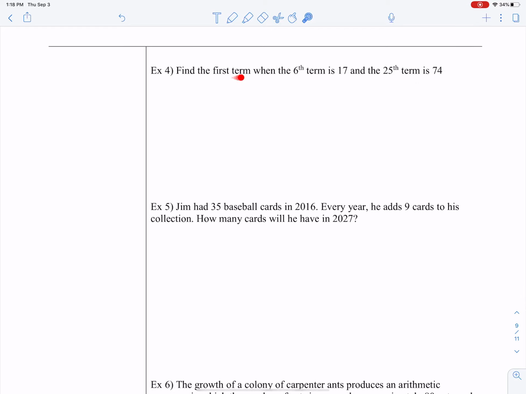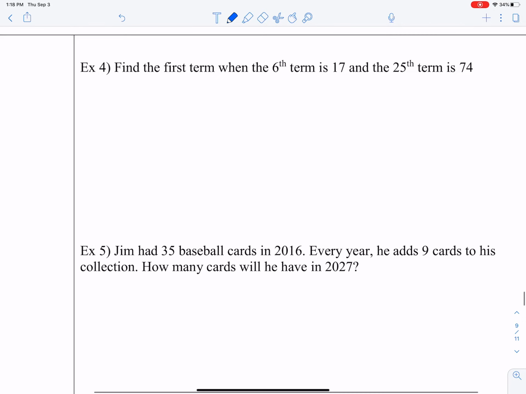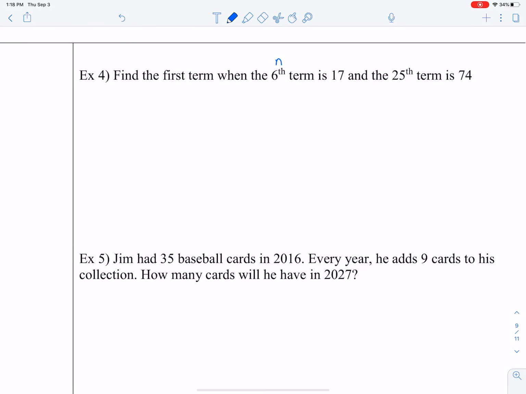This says find the first term when the 6th term is 17 and the 25th term is 74. Okay, so anytime we have the little th, we know that that's an n. So we have an n here and an n here. And then it's telling us that the value of that n is 17. So that means this is our tn and we have another tn.